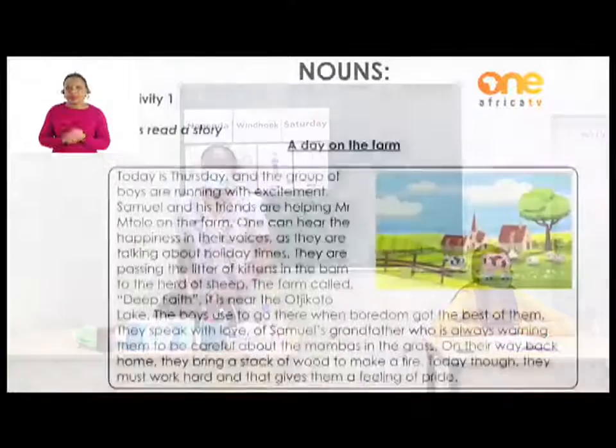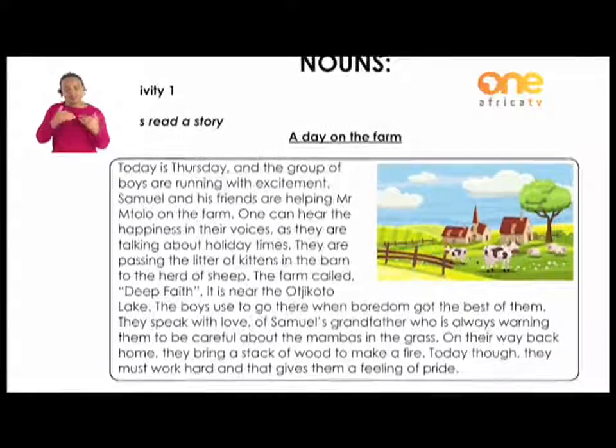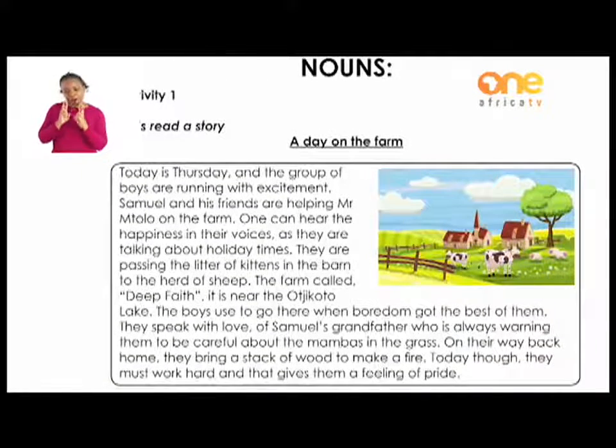On page 4, we have a short story. Chanel is going to read with me. Okay? We are not going to read everything for you. You can ask Mommy and Daddy to continue reading for you. Chanel, let's start reading. I hope you are listening attentively.